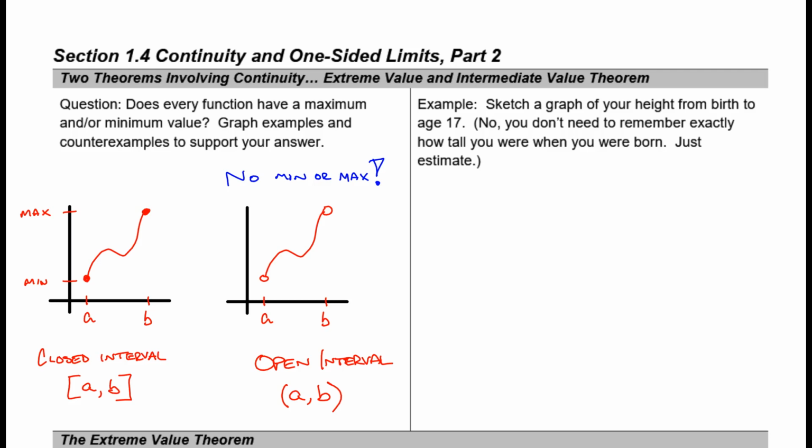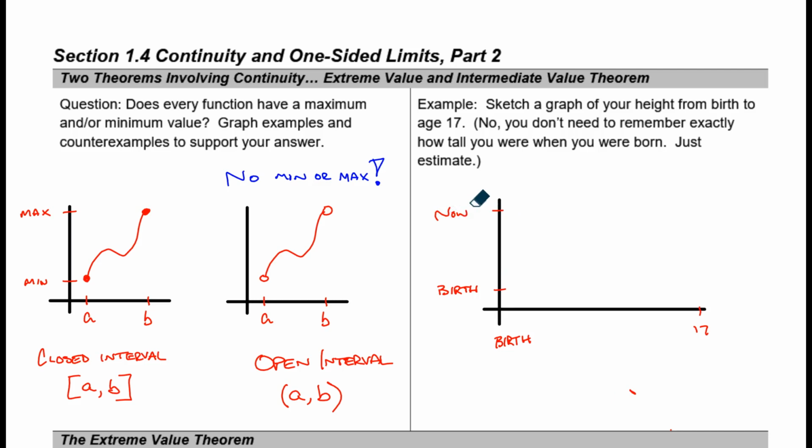It says, example: sketch a graph of your height from birth to age 17. No, you don't need to remember exactly how tall you were when you were born, just estimate it. So what your graph is probably going to look like is something like this. Birth is here, your current age for most of you is around 17. And your birth height was, I don't know, some of you were probably 20 inches long, 24 inches long, somewhere in there. And then however tall you are now.